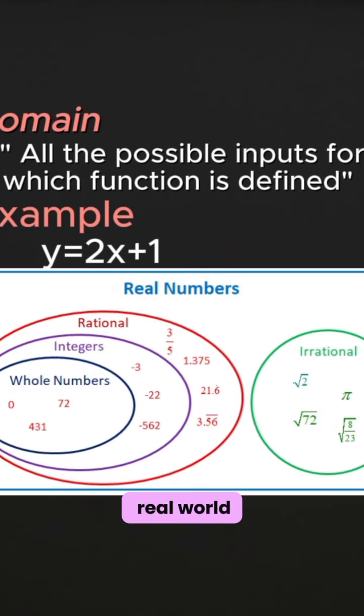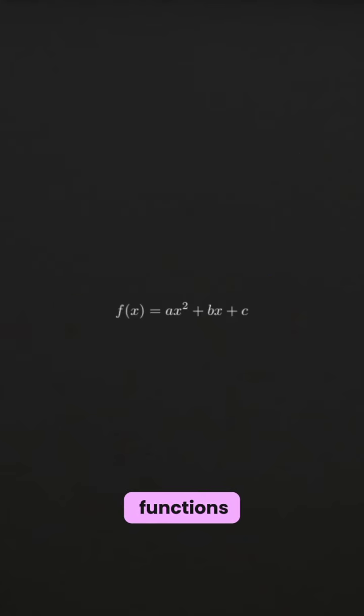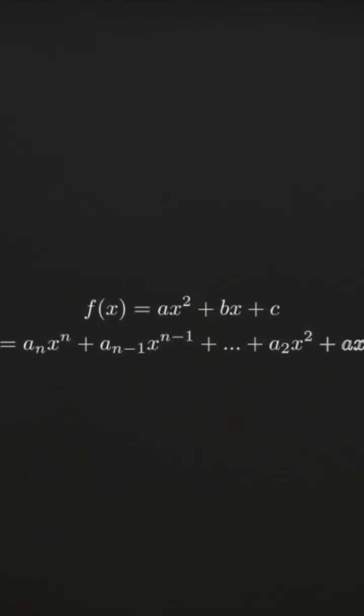Since this is a real valued function and it is defined for every real number, the domain of this function is the set of real numbers, and we can write it as minus infinity to infinity. And similarly, for quadratic functions, the domain is real numbers, and so on for polynomials.